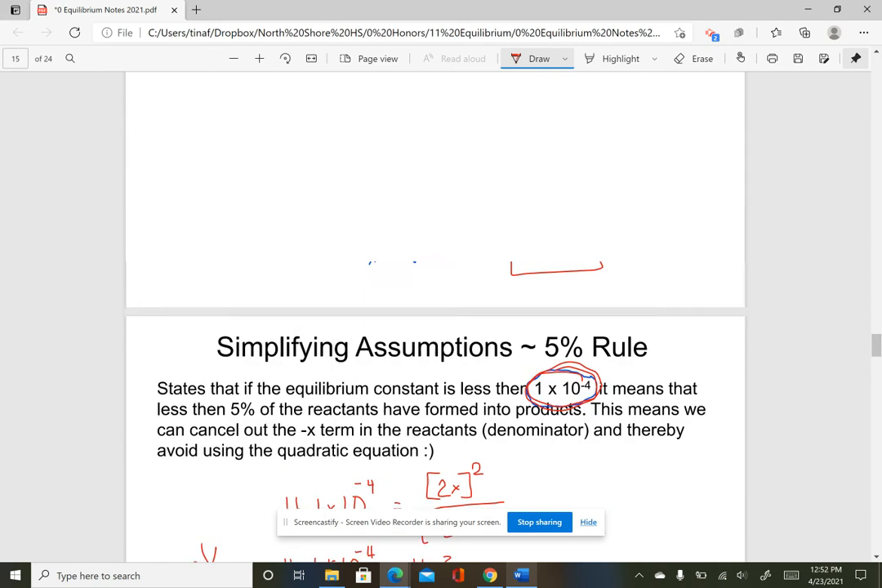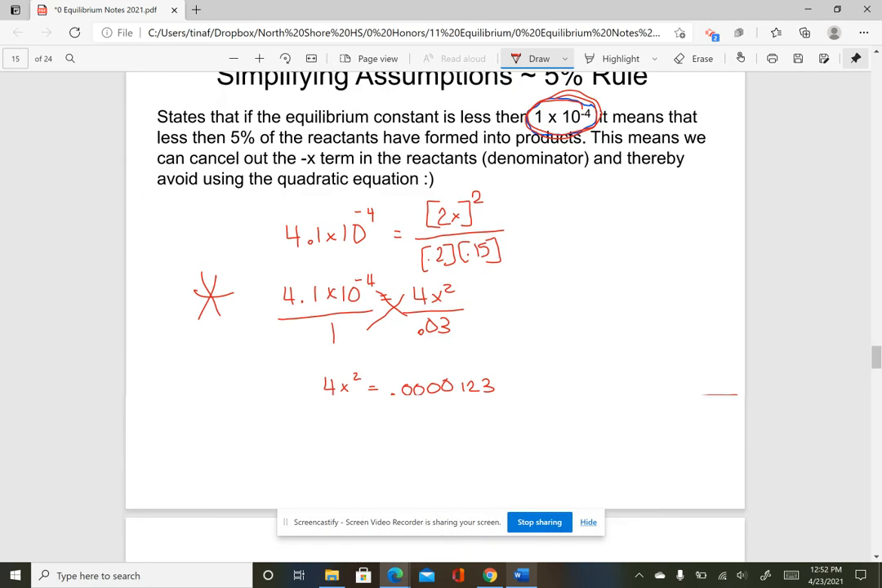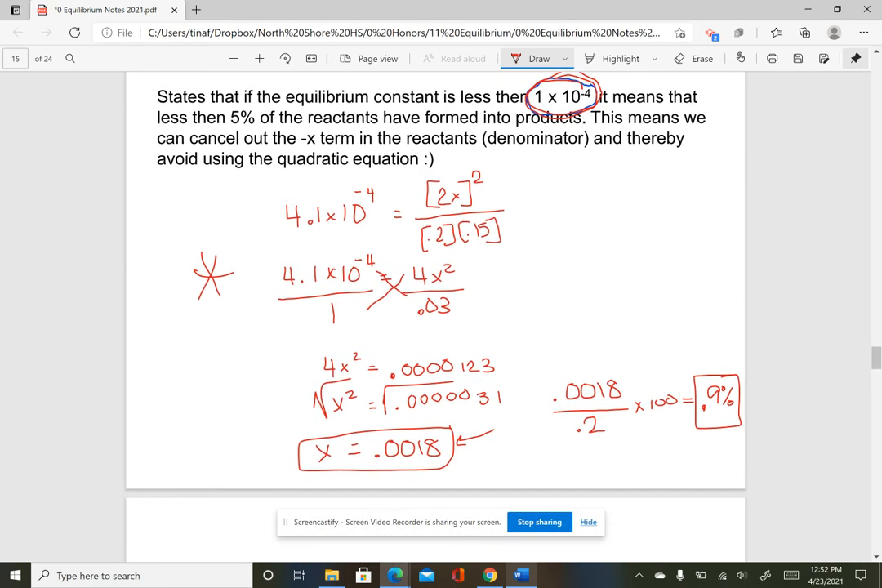So that's what I would do, guys. I would forget all this, do it this way, and then at the end say, is the X value that I got less than 5% of my original amount? And if it is, that means you were allowed to use the shortcut and you can just move on. So that's nice and easy.